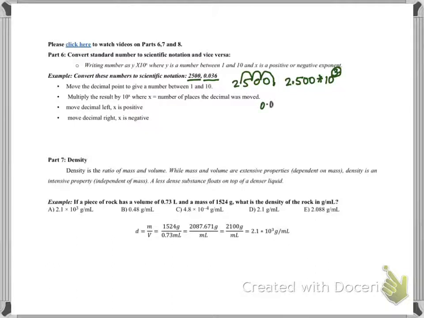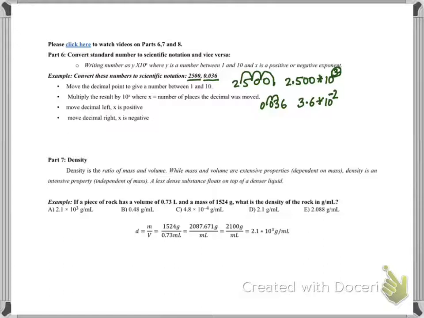Similarly, 0.036, where do we want the decimal? We want the decimal to be after 3. So here it is 3.6 times 10 to the power. Now you're moving the decimal to the right. How many places? 2 places. If you move the decimal to the right, the exponent value is negative. So it is going to be 10 to the negative 2. This is the way we convert standard numbers to scientific notation.